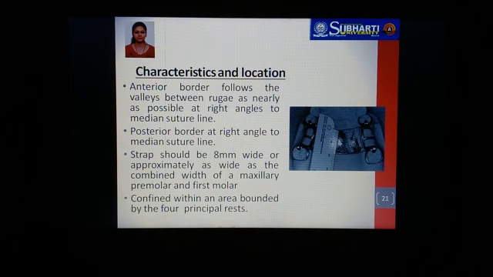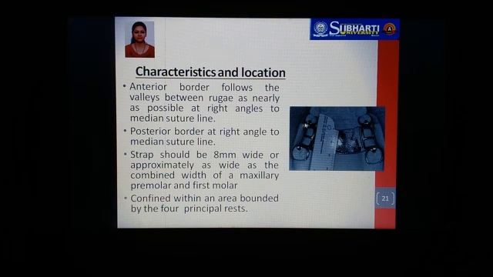So we study that the border of our major connector should be at 90 degrees to the median suture line, or the mid palatine suture line. So firstly, it should be at 90 degrees. Secondly, it should always be covering or starting anteriorly from the posterior slope of the most prominent rugae. So it should be at right angles to the median suture line.